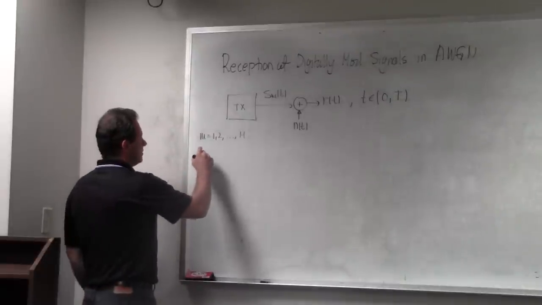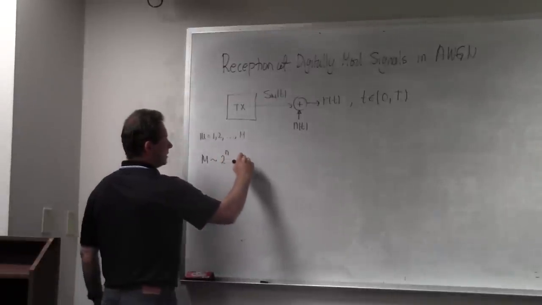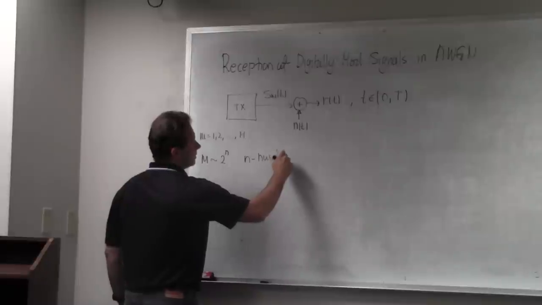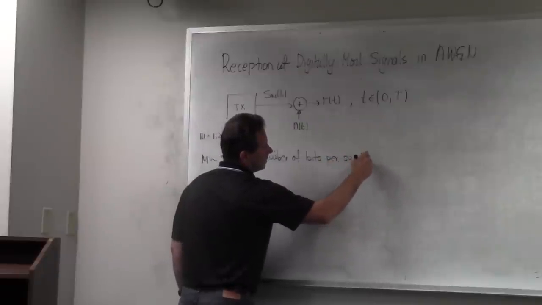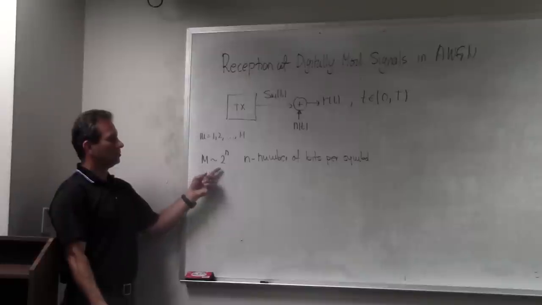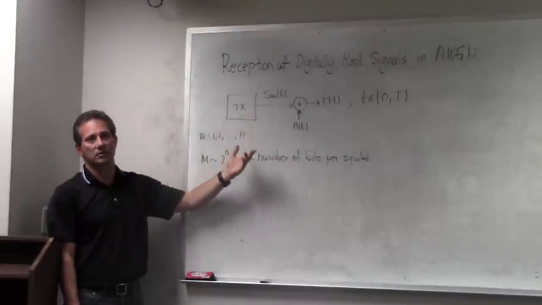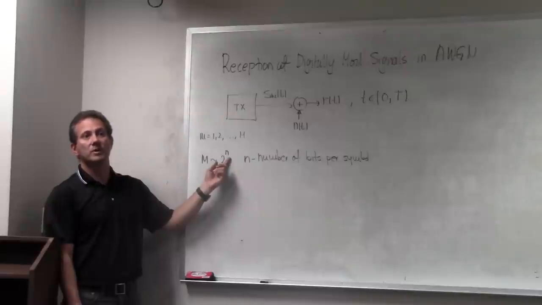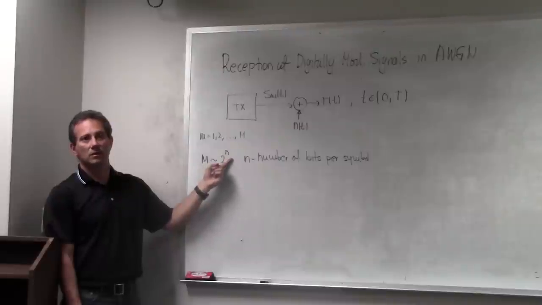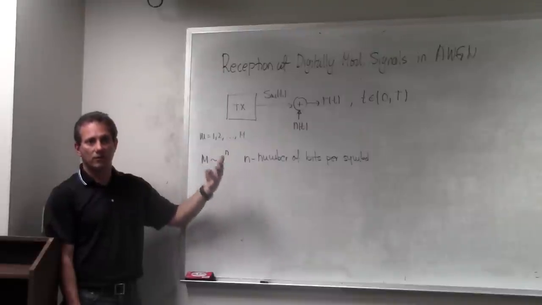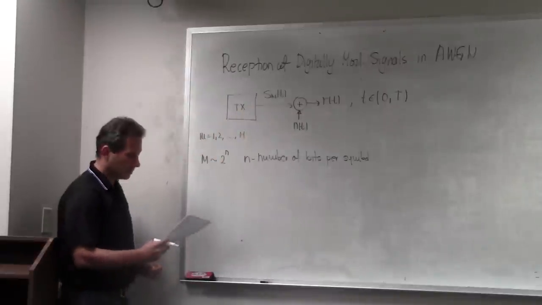What do we know here? This M is usually 2 to the N, where N is the number of bits per signal. We discussed that last time: 2 to the N different symbols in our signaling set. In QPSK, N is equal to 2 bits at a time, so I end up with 4 waveforms. In 16-QAM, N is equal to what? N is equal to 4, I'm encoding 4 bits at a time, therefore I have 16 different waveforms that I can possibly put on this line.